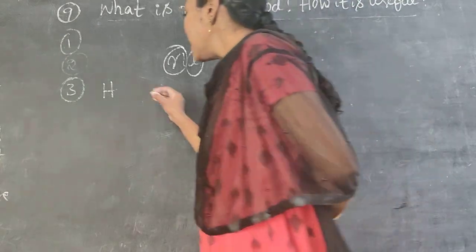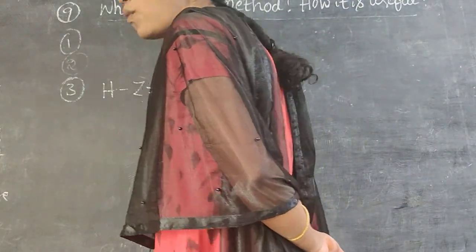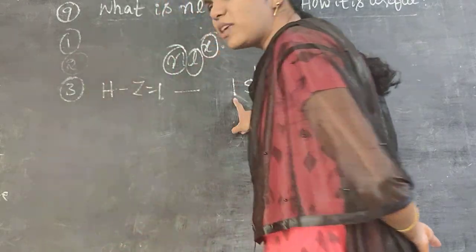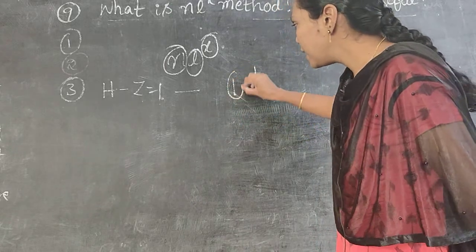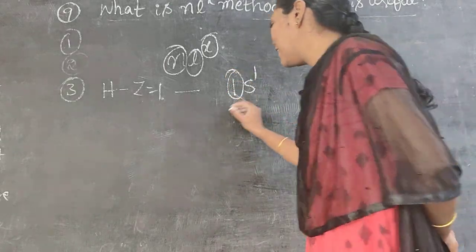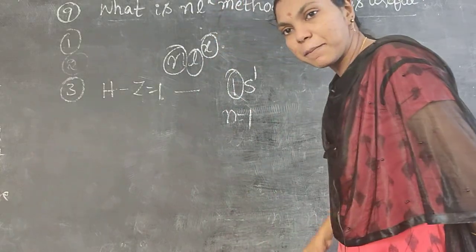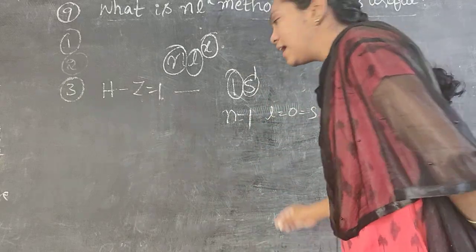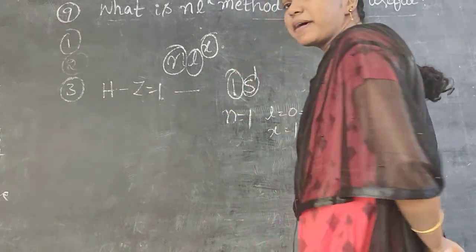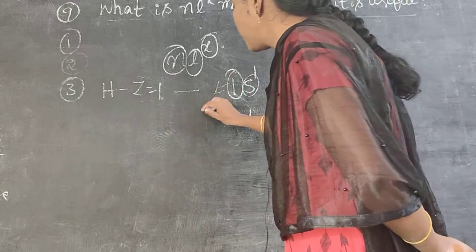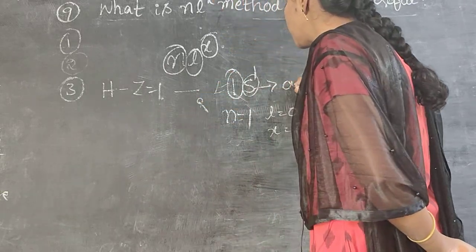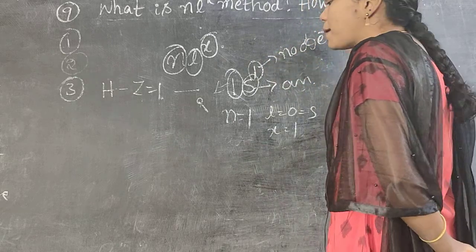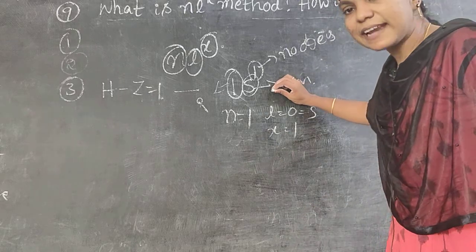We have taken hydrogen as the example. The atomic number of hydrogen, Z, is 1 and the electronic configuration is 1s1. Observe carefully: here 1 is the N value, the principal quantum number. The L value is 0, which is the s orbital. The X value is 1, the number of electrons. So by taking the hydrogen example, we can clarify it.